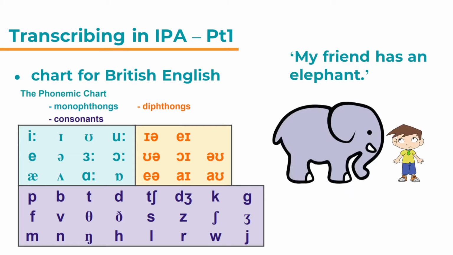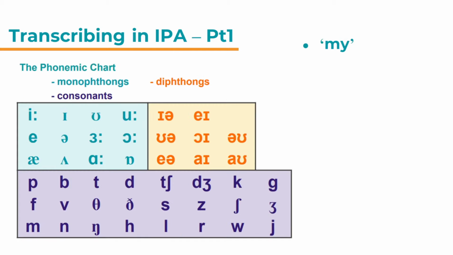So let's make a start. We're going to transcribe the following sentence. My friend has an elephant. So I've written it down here and there's a little image to illustrate the meaning of the sentence. My friend has an elephant. And we're obviously going to transcribe the sound, what I'm saying. My friend has an elephant. Let's make a start. We're going to start with the word my.